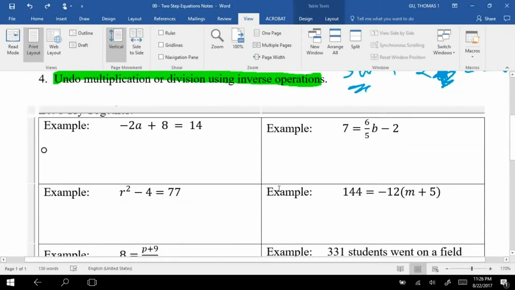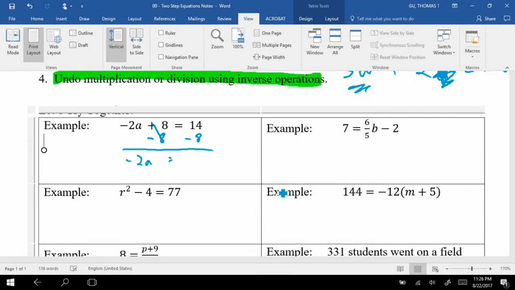Let's try this together now. First example: negative 2a plus 8 equals 14. So what do we have to do? We have to isolate the variable, get all the A's onto one side. First, we're going to subtract 8, because that's the inverse operation of addition. Subtract 8 from both sides. 8 minus 8 is 0. Now we have negative 2a equals 14 minus 8, that's 6.